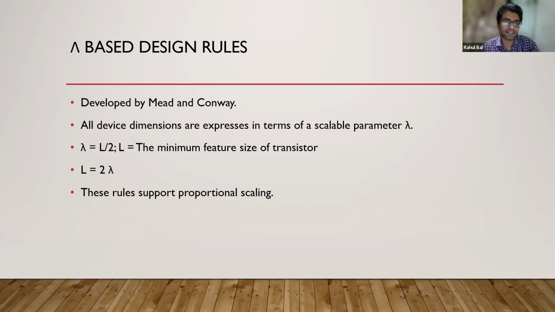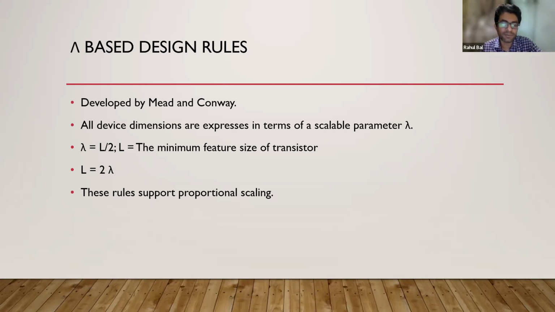And how is lambda defined? It is defined as L by 2, where L is the minimum feature size of the transistor. So the minimum feature size of the transistor is L. L divided by 2 is lambda. That means L is equal to 2 lambda. So the minimum feature size of your transistor should be 2 lambda. So the smallest part of your chip should have the size 2 lambda. Okay, 2 lambda.